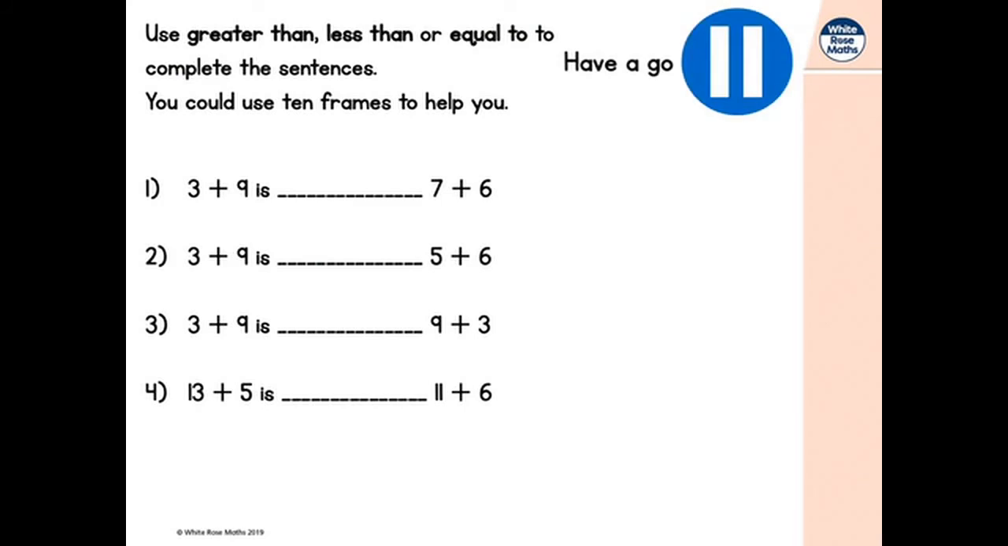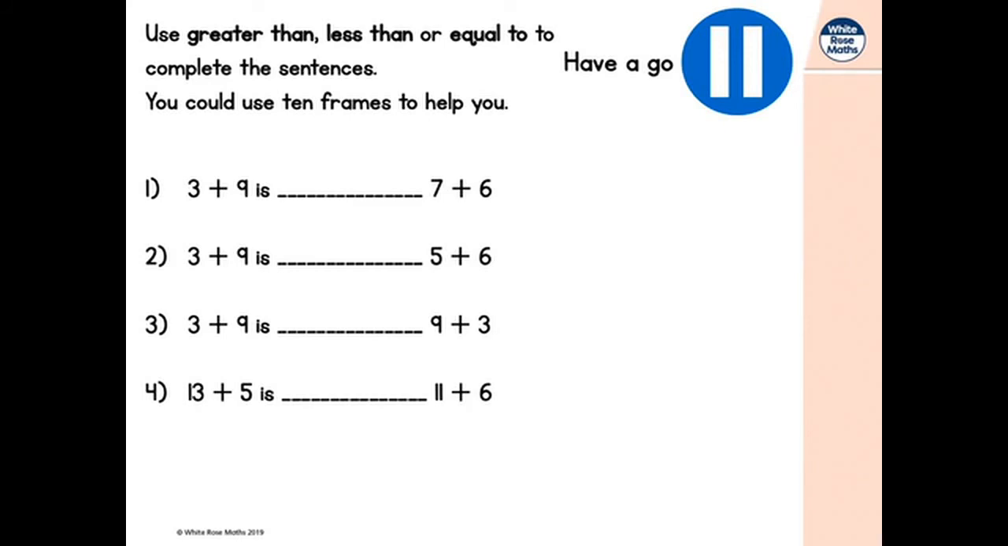Now it's your turn to have a go. Using the words greater than, less than, or equal to, you're going to complete the sentences. And you could use 10 frames to help you. So pause here, fill in the sentences, and then come back and we'll compare answers.